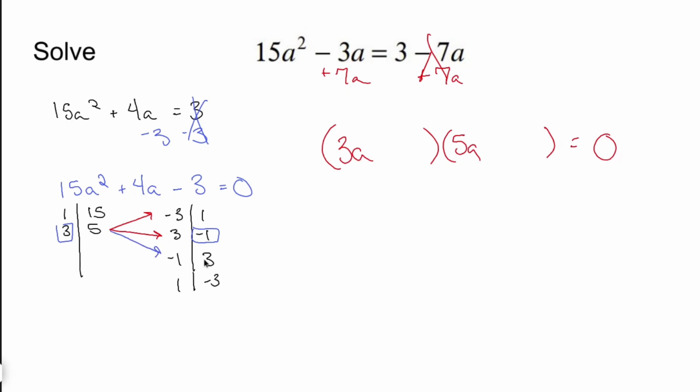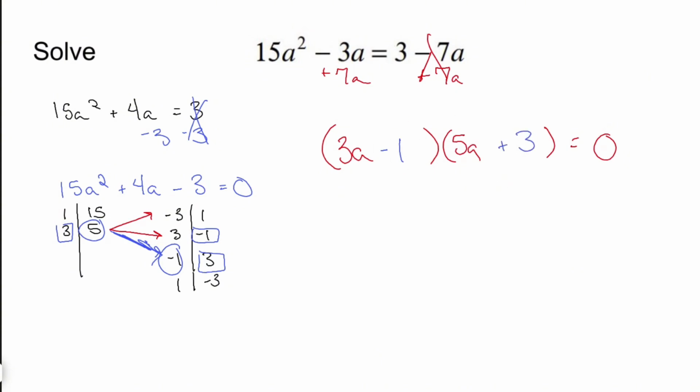3 times 3 on the outside is going to get me 9. 5 times negative 1 on the inside is going to get me negative 5, and together that gives 4. So this is the combination that I want, this one right here. So that's a 3a and a 5a, minus 1 right here and plus 3 right here.